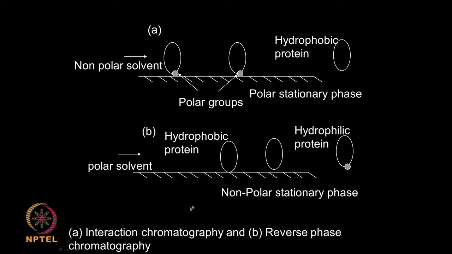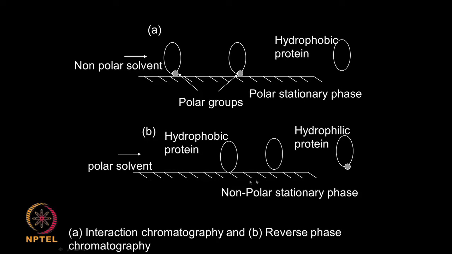Now there is normal phase interaction chromatography. Here you are looking at a polar stationary phase, and then you are using a non-polar solvent. What is a non-polar solvent? It could be hexane, it could be toluene and so on. So, a polar stationary phase with a non-polar solvent, this is normal chromatography.